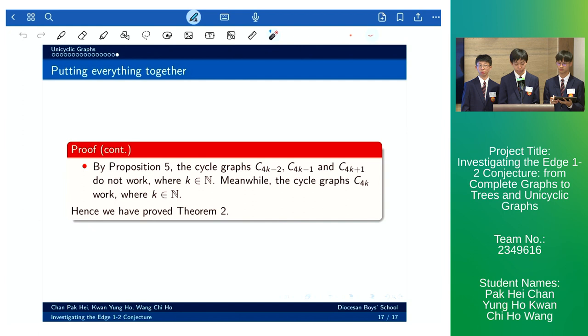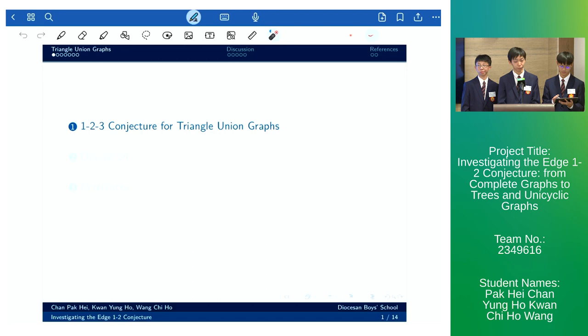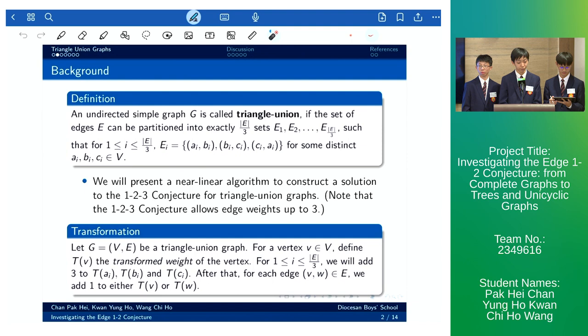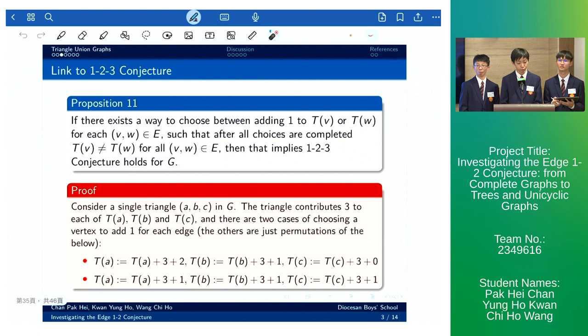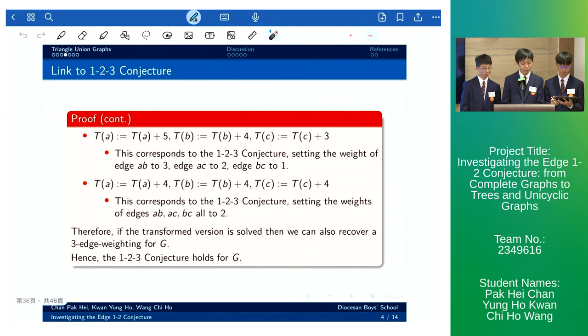Lastly, we present a nearly linear algorithm for the 1-2-3 conjecture's construction for triangle union graphs. Transforming the problem, we let T_v be a transformed weight of v. For each edge vw, we add 1 to T_v or T_w. Then for every triangle, we add 3 to each of the vertices in the triangle. If there exists a way to choose between adding 1 to T_v or T_w for each edge, such that T_v is not equal to T_w for all edges, then the 1-2-3 conjecture holds. To prove this, we can see that the choices associated with each triangle fall into one of two cases. Each case corresponds to one way of assigning edges for the 1-2-3 conjecture. Therefore, we can find a construction to the 1-2-3 conjecture for triangle union graphs.